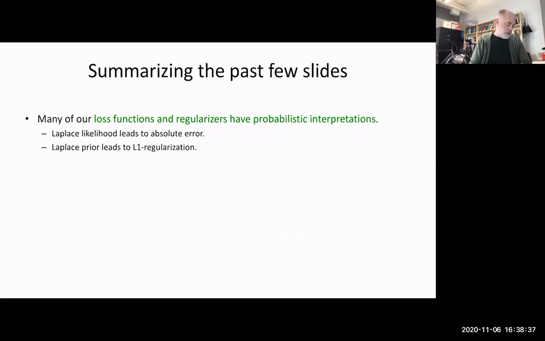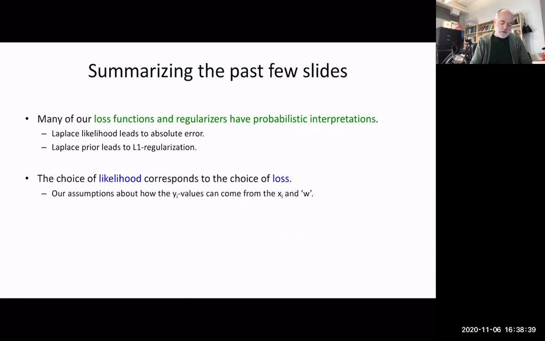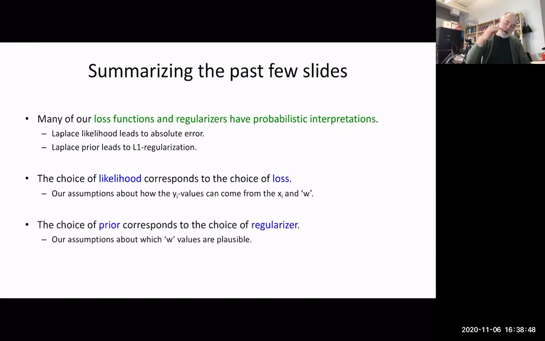So many of the loss functions and regularizers we have have probabilistic interpretations. Laplace likelihood leads to absolute error. Laplace prior leads to L1 regularization. The choice of likelihood corresponds to the choice of loss. The likelihood is really our assumptions about how the y_i values, the outputs, are generated from the inputs and the w's.